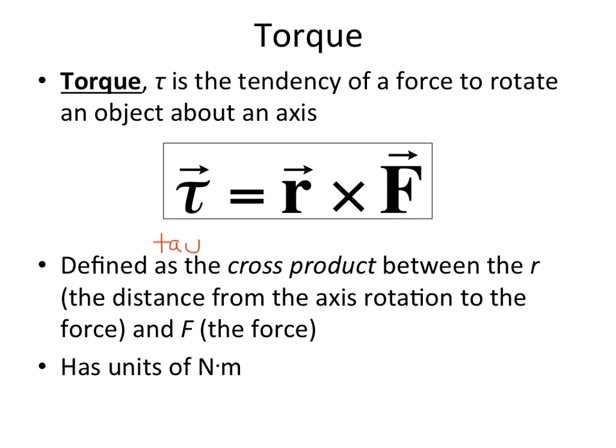Now, both of these are vectors. That radius has an arrow over it, as does the force right there. And if we multiply vectors together, we call it a cross product. I'll talk a little bit later about what that actually means. But let me back up a second.